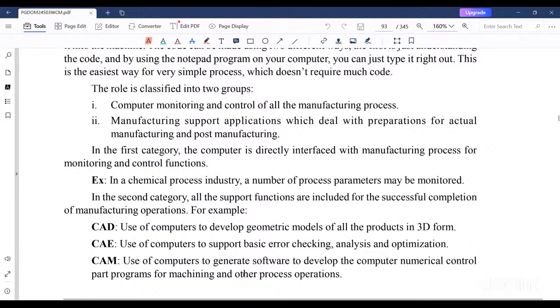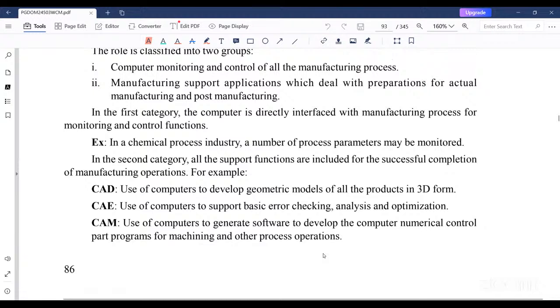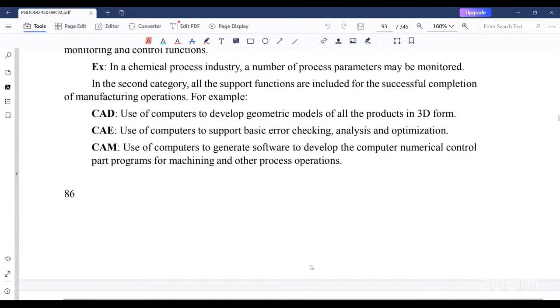Use of computers to generate software. It generates software to develop the CNC, we said computer numerical control, part programs for machining and other processes. If you talk about CAD, CAD is about the 3D form of product design, geometric models. And CAE is about checking the errors, analyzing and optimizing. And CAM is about the CNC program for machining and other process operations.